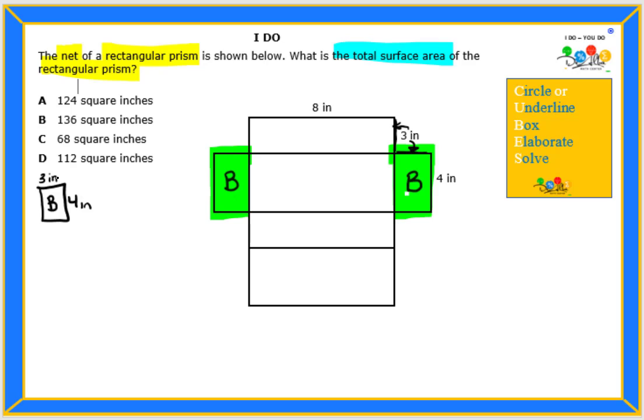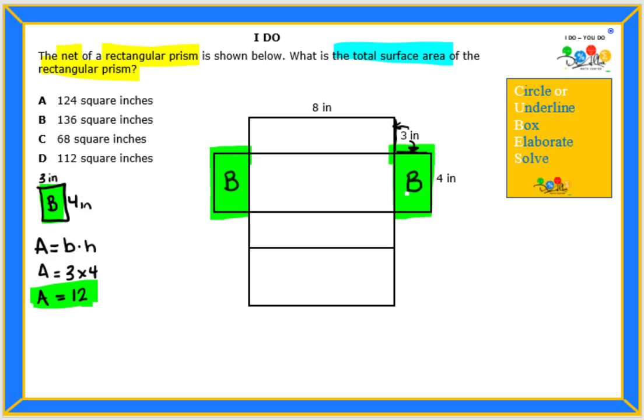Since it is a rectangle, we know it's a rectangle because it's a rectangular prism and we can see it's a rectangle, we're going to use our formula for rectangle, which is area equals base times height. And the area of that base is 3 times 4. So the area of the base is 12. So we know the area of one base is 12.